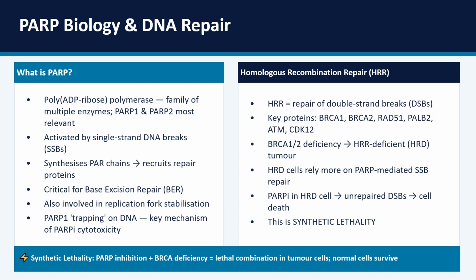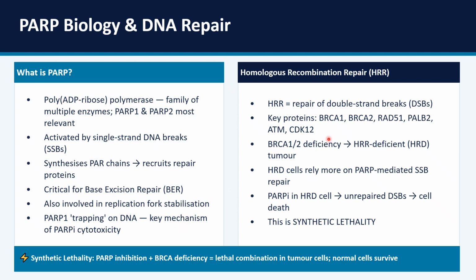So this is again a summary: PARPs are the poly-ADP ribose polymerase family of enzymes. We will discuss mainly PARP1 and 2, and they are activated when there is a single stranded break. They synthesize PAR chains, recruit proteins which are critical for base excision repair, and they will bring about fork stabilization as well. PARP1 trapping on DNA is the key mechanism of PARP inhibitor cytotoxicity.